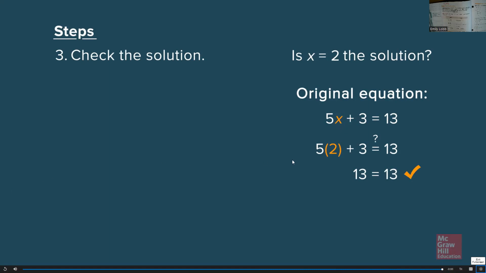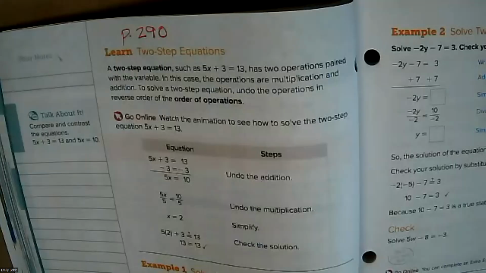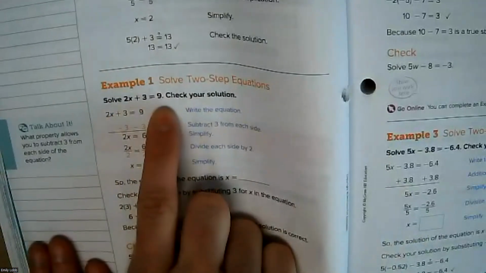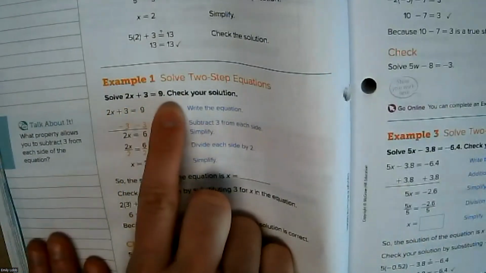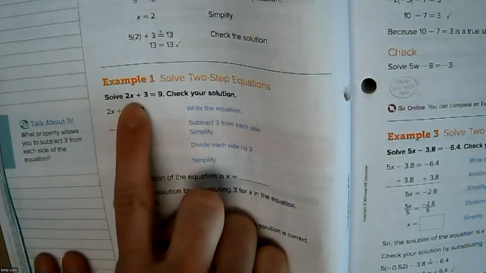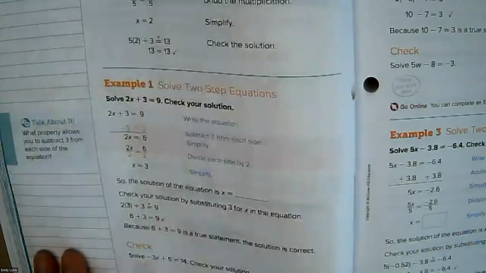All right. Do you see where they put that in your workbook or your packet, whichever the case may be? So I'll stop sharing screens. They walked us through that. Now here is your first example to try and walk through. If we're solving 2x plus 3 equals 9, what's being done to the x? It's being multiplied by 2, and they're adding 3 to it.